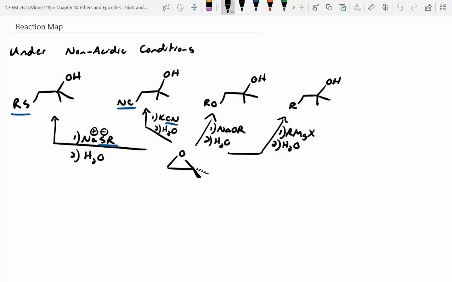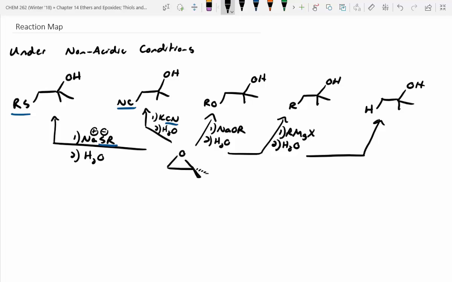All right, last but not least, before I let you head out, so you can actually ring open these with a hydrogen. All right, how do we turn a hydrogen into a nucleophile? It can't be a proton. What do you guys think? If it's not a proton, it must be a hydride. What reagents do we know of that have hydrides on them?